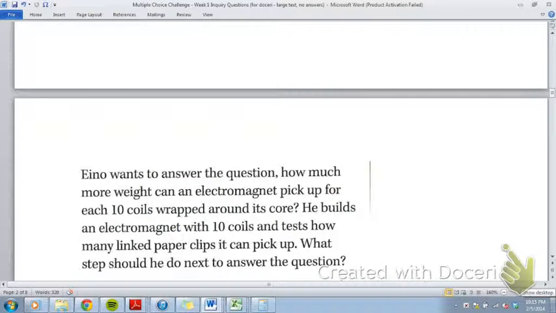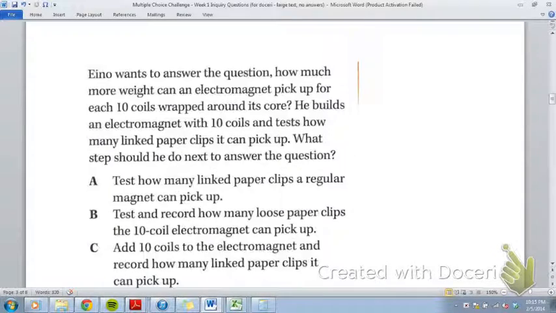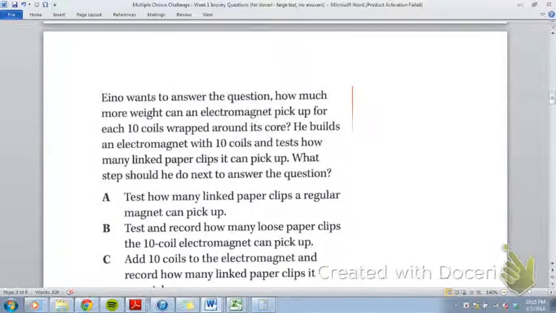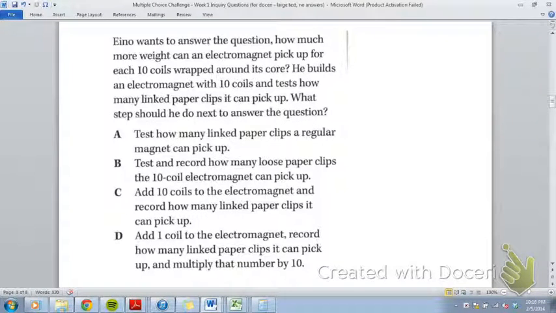All right. Next one, we need to make that a little smaller, huh? A lot smaller, yikes. All right, go ahead and read that one.